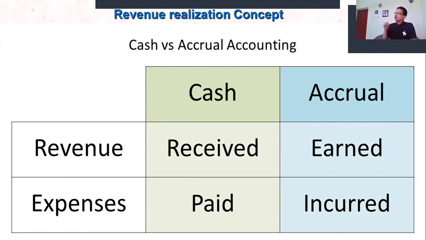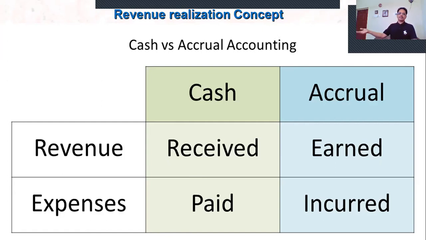But in cash basis, the expenses are recorded when paid. So once again I will explain. According to the revenue realization concept, you have to think about two bases of accounting: cash basis and accrual basis. In cash basis, revenues are recognized and recorded when received. In accrual basis, revenues are recorded when earned. Earned means when you provide the service, when it becomes due to you, when the goods are sold, it is your income.